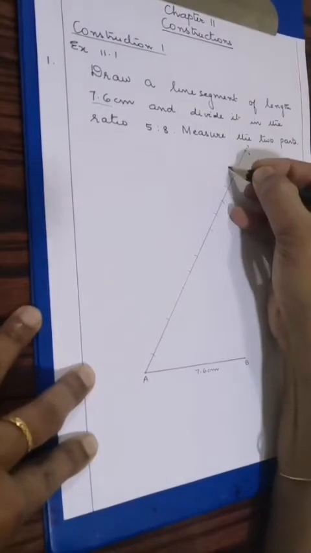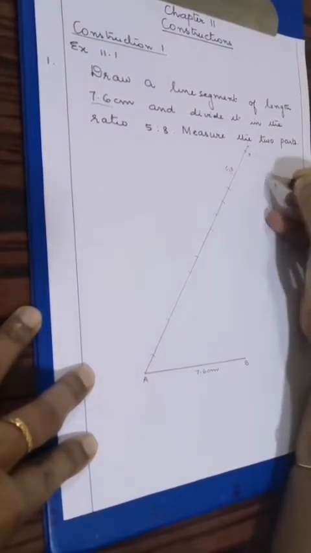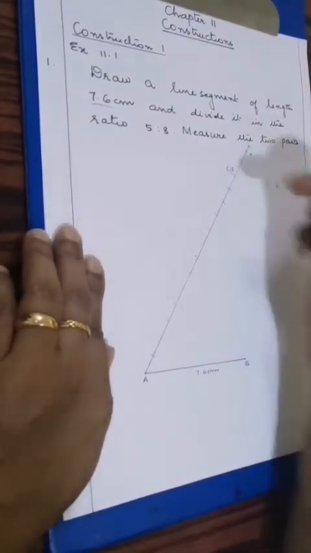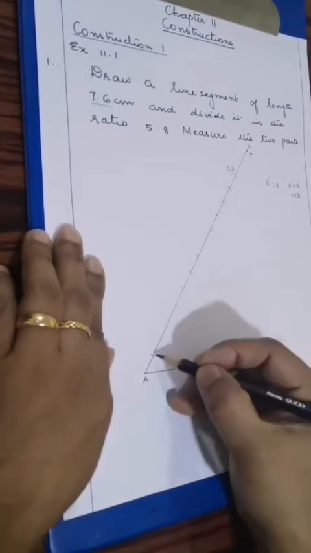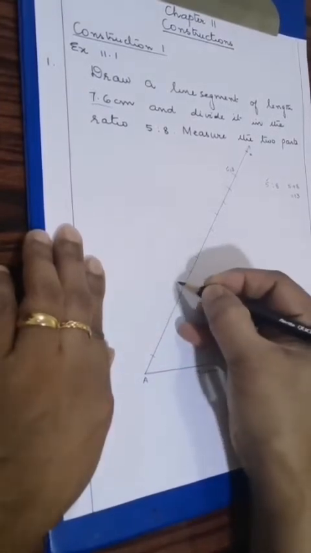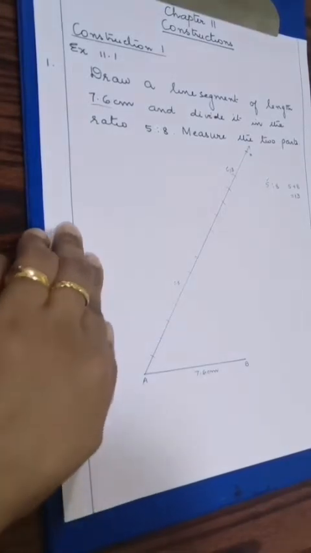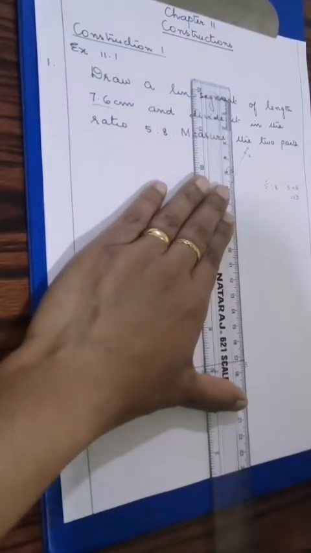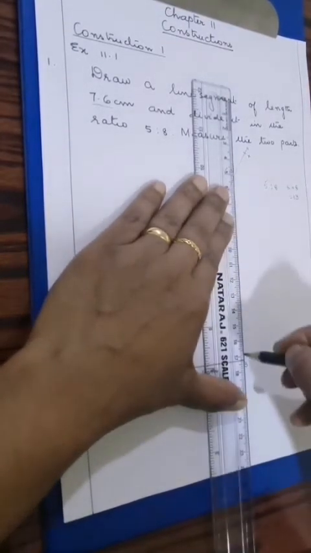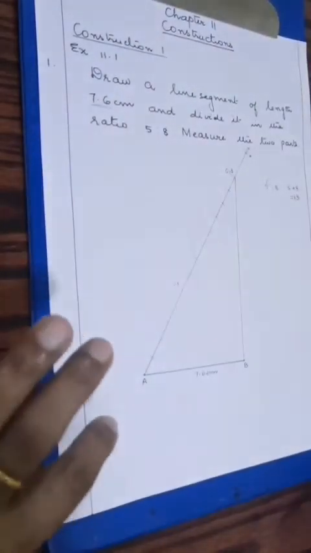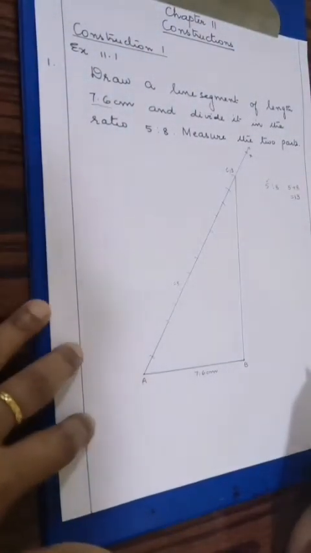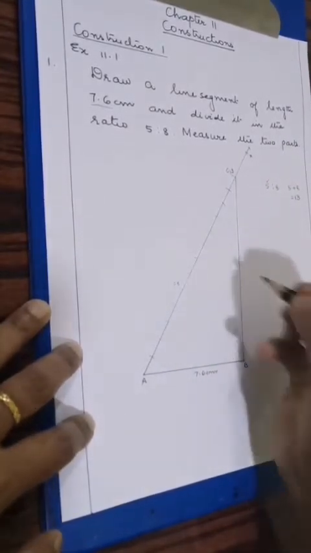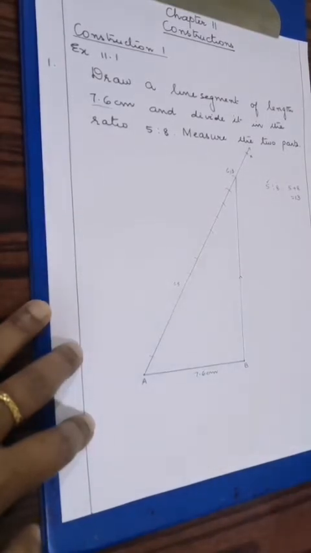The 13th arc you can mark it as C13, and through the 5th arc we have to draw a line parallel to C13B. So mark C5 also. Join C13B. We need to draw a line parallel to C13B through C5. So follow the steps.